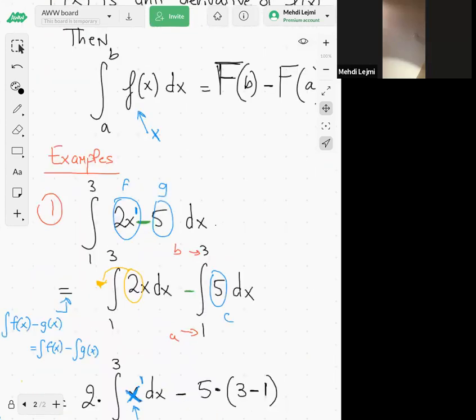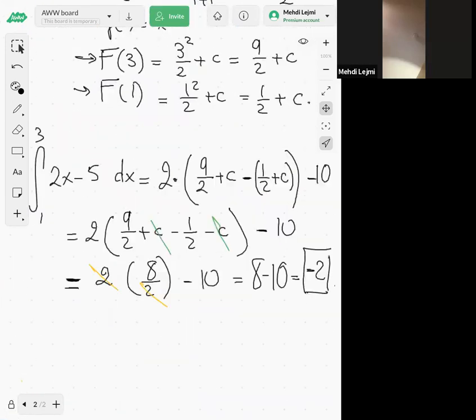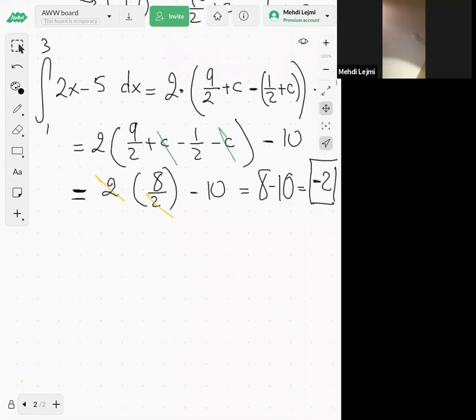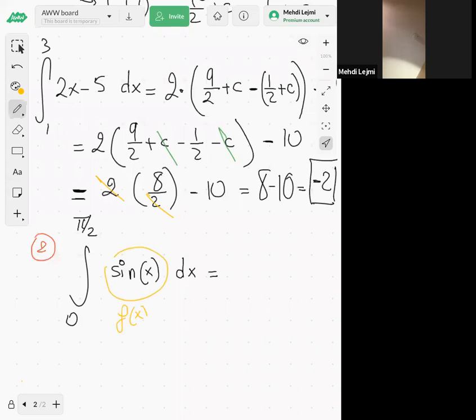Okay, let me do one more example, guys. Let's say now example number 2. So let's say you want to compute the definite integral of sine of x, between, let's say, a is 0 and b is pi over 2, dx. So here's your function f. This is f of x, lowercase f, right?